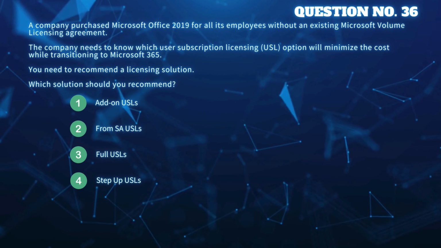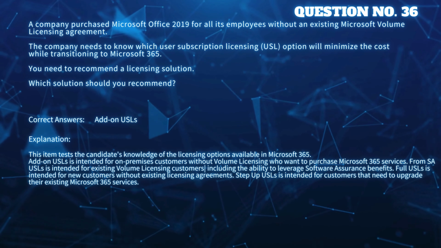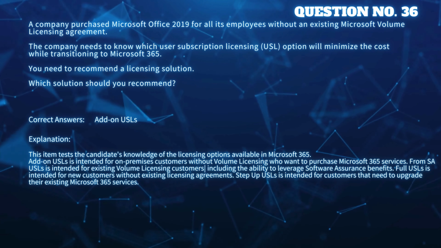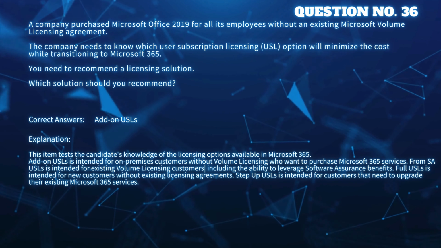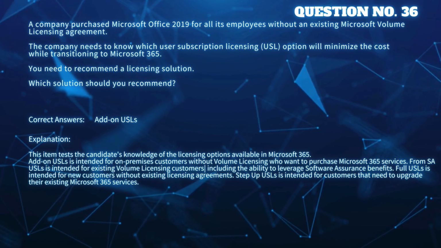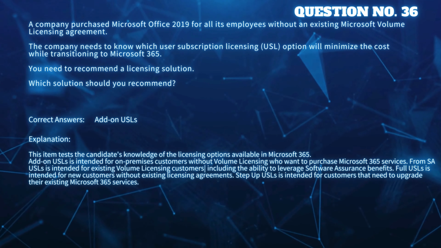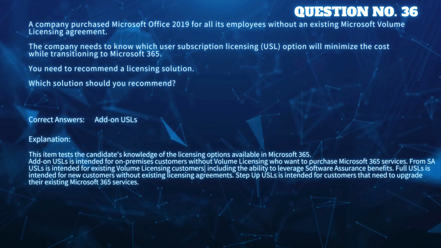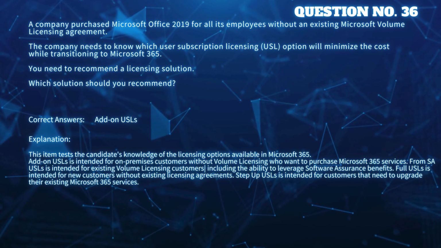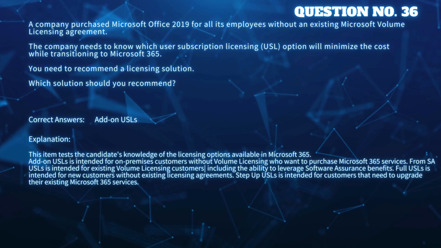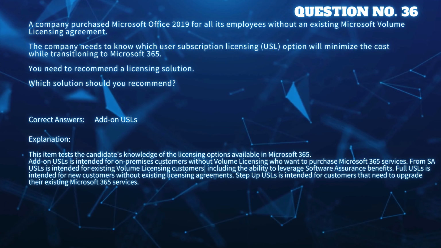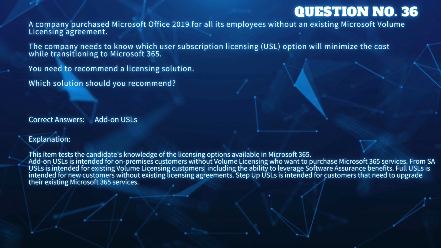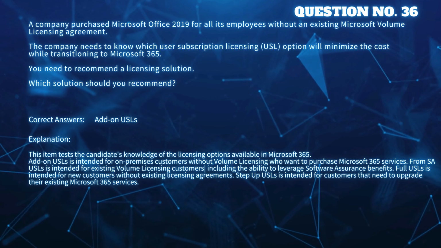Option 4, Step Up USLs. Correct answers, Add-on USLs. Explanation: this item tests the candidate's knowledge of the licensing options available in Microsoft 365. Add-on USLs is intended for on-premises customers without volume licensing who want to purchase Microsoft 365 services. From SA USLs is intended for existing volume licensing customers, including the ability to leverage software assurance benefits.